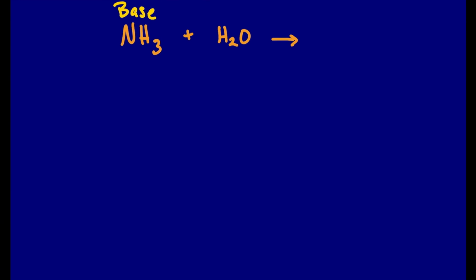Remember, I said before that water has this unique ability to act as an acid or a base, depending on what you're mixing with it. And so in this example, we know that NH3 is going to be a base. And so that's going to force water to act as an acid. So then what are our products going to be for this last example?